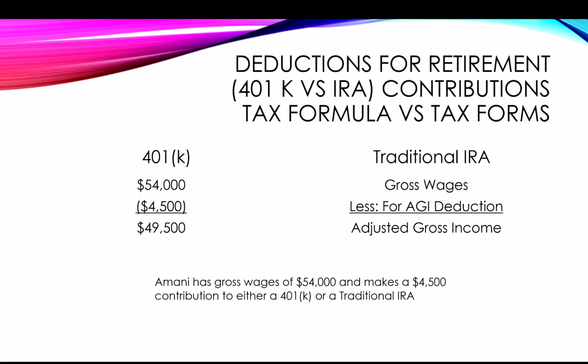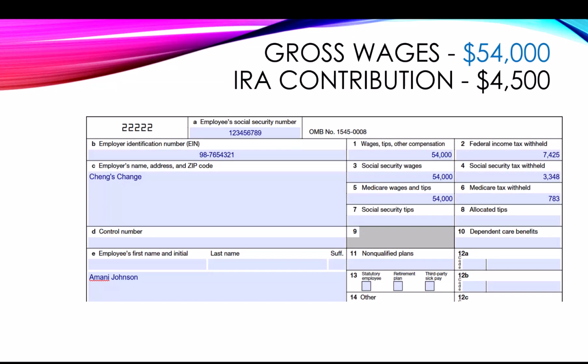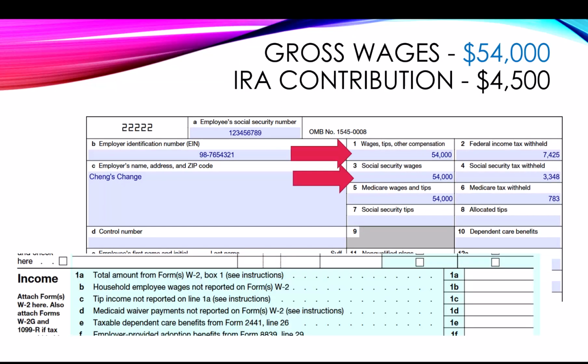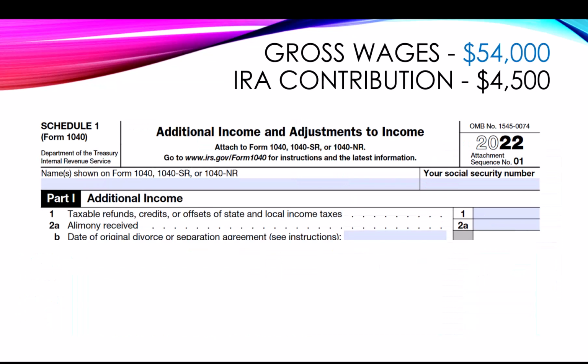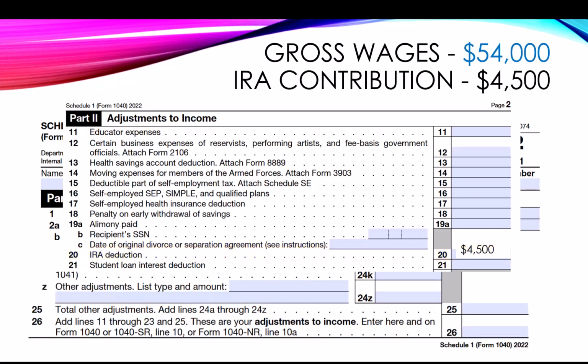On the other hand, contributions to a traditional IRA are typically made directly by the taxpayer. Here, the tax formula is going to look identical. We're still going to receive that for AGI deduction. But when it comes to the W-2 and reporting the information on the 1040, we're going to report the gross wages of $54,000. Then we would go to Schedule 1, Part 2, and we would go to line 20 to report the IRA contribution of $4,500. By the bottom of Part 2, we find our adjustments to income. These are our for AGI deductions.